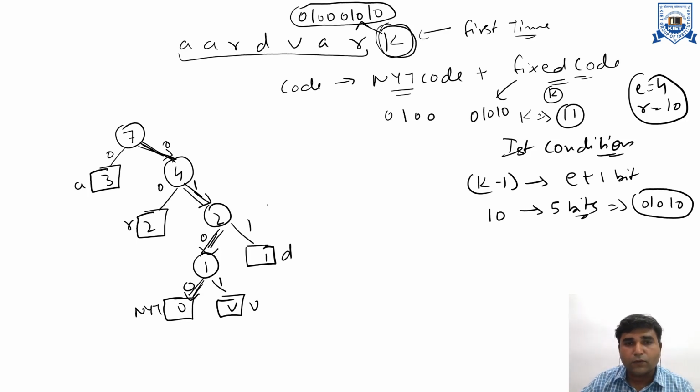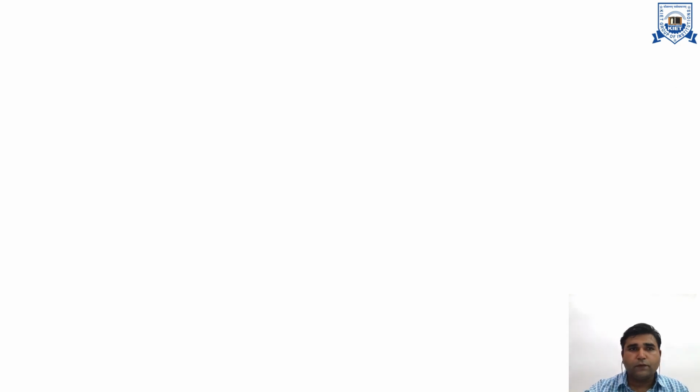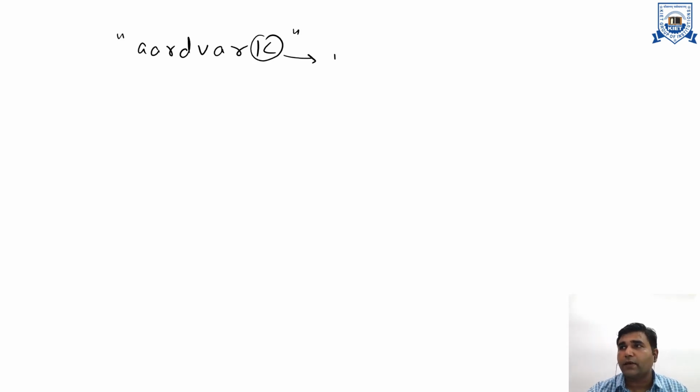Now what we have to do is just update our tree. This NYT will be used for updating our tree. So we have the initial string A A R D B A R K, and we have already found the code word for symbol K, that is 1100. Now we have to update the tree as per this symbol K.